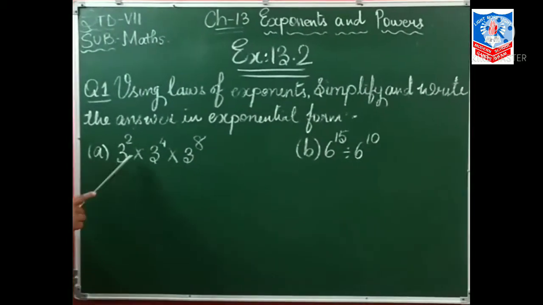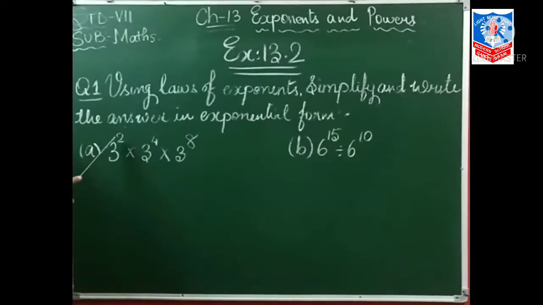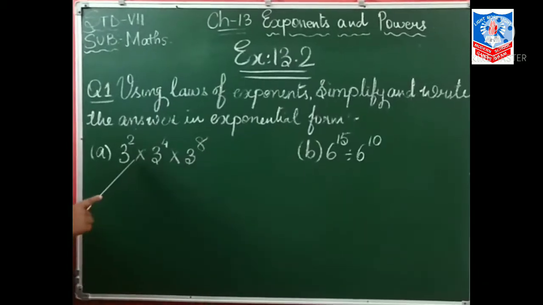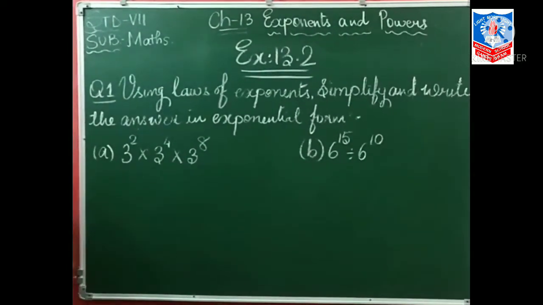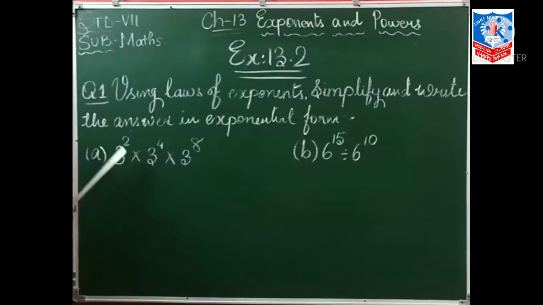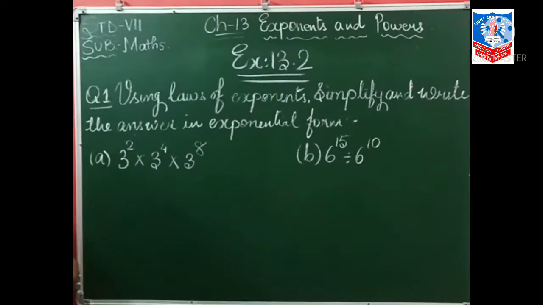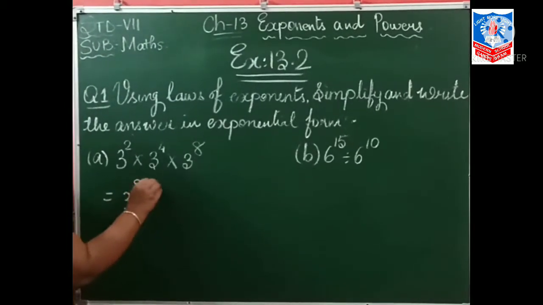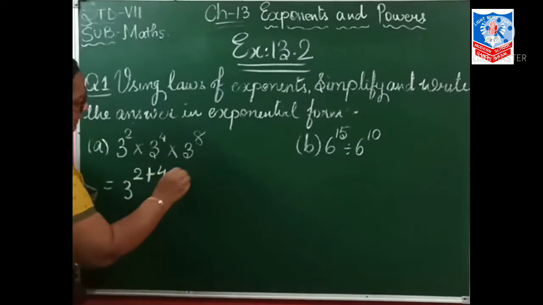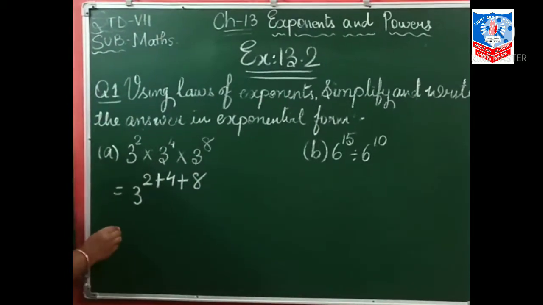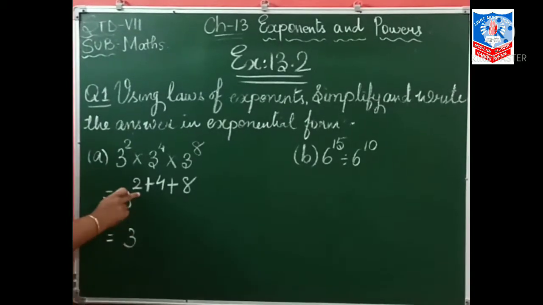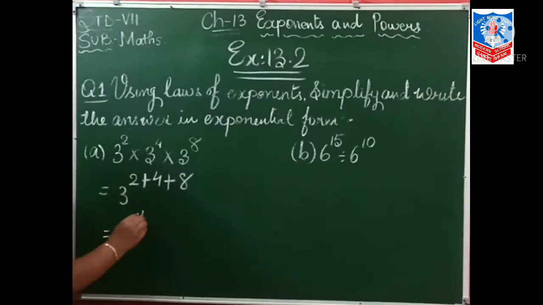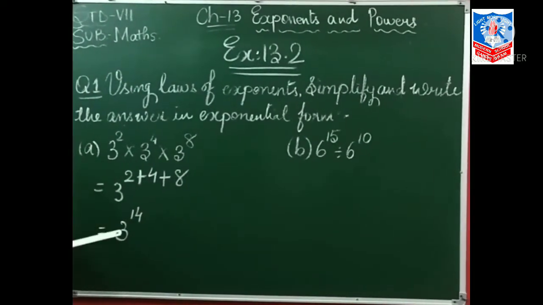Now see here, the base is the same, 3. Now the exponents, see here, are 2, 4 and 8. And here it is multiplication. I told you in the introduction, when it is multiplication, it will change to addition. So, 3 raised to the power 2 plus 4 plus 8 is equal to 3, 2 plus 4 is 6, 6 plus 8 is 14. So your answer is 3 raised to the power 14.